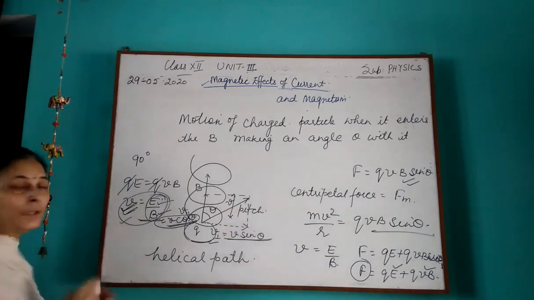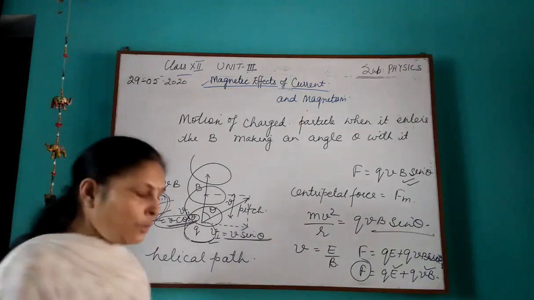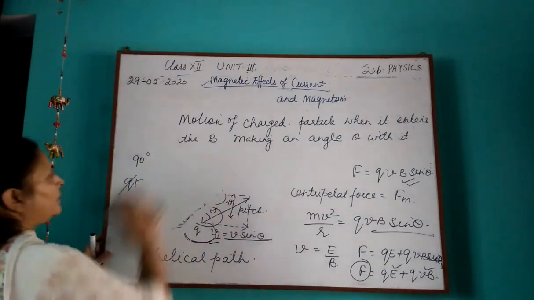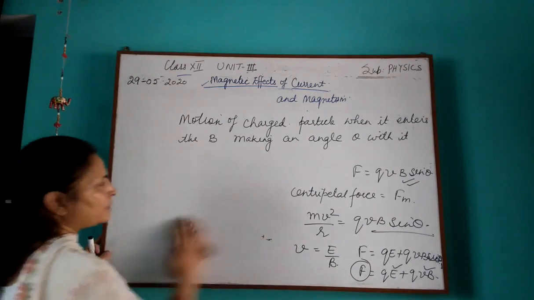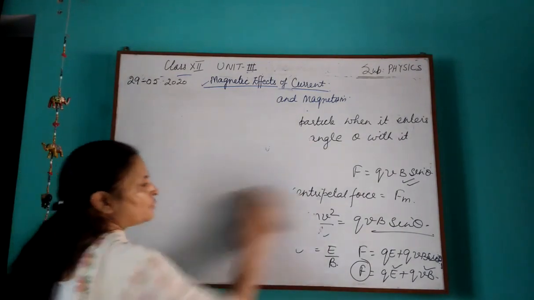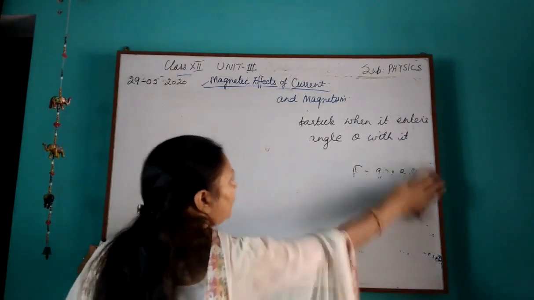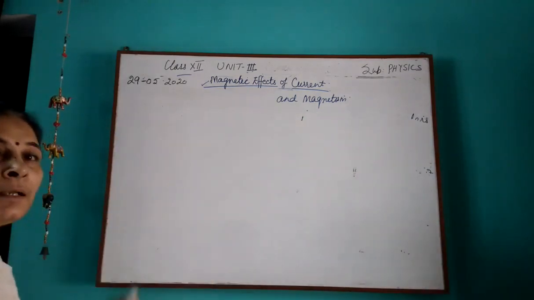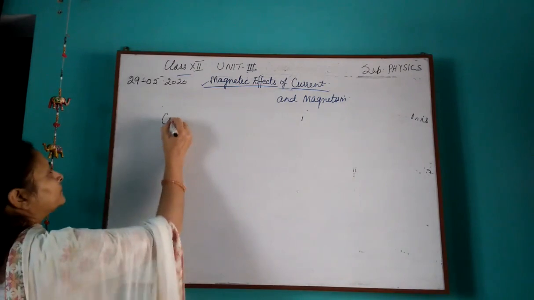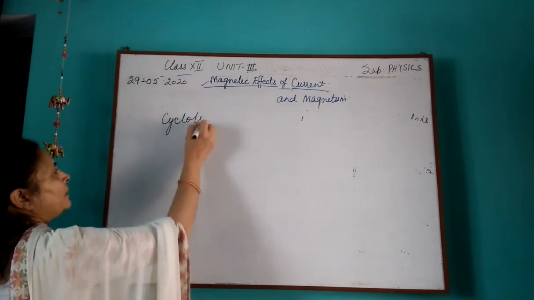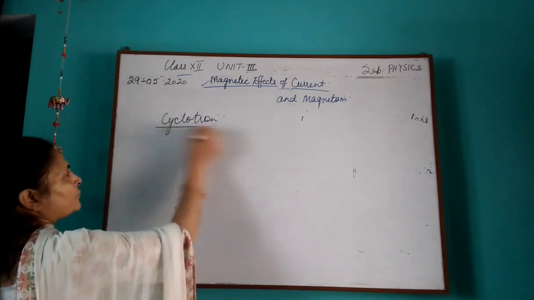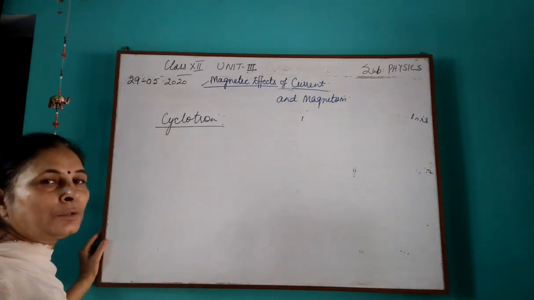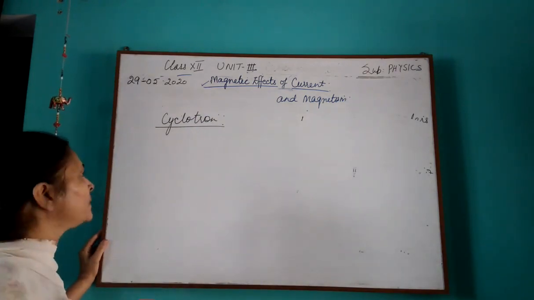This is another point. Now this concept of motion of a charged particle in a magnetic field can be used in a device, the cyclotron. And what is a cyclotron? A cyclotron is a particle accelerator. This concept of motion of a charged particle in electric and magnetic field is very important. You will get 1 or 2 questions in the board examination.